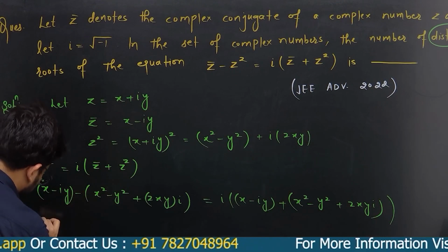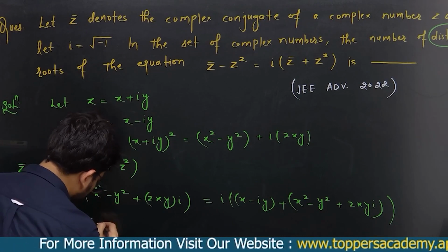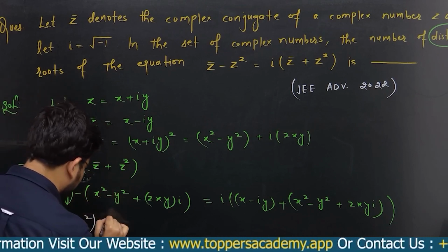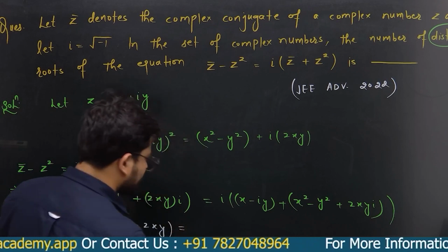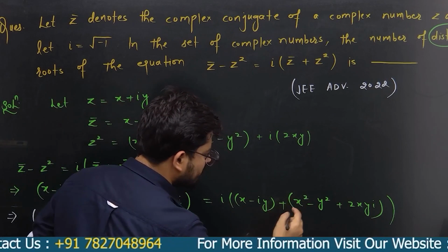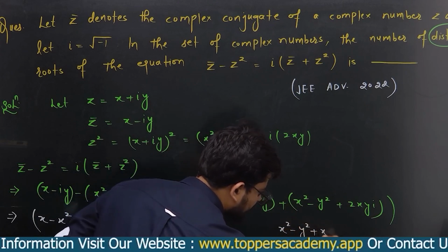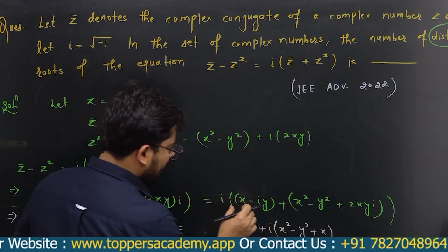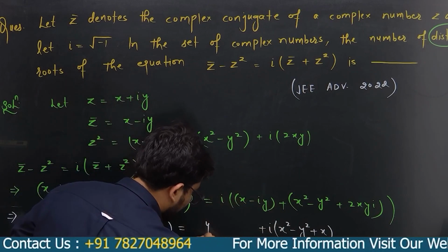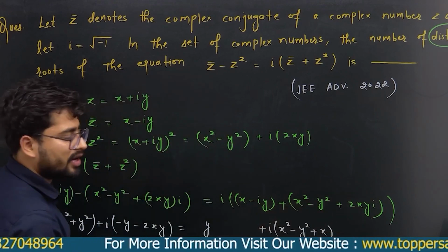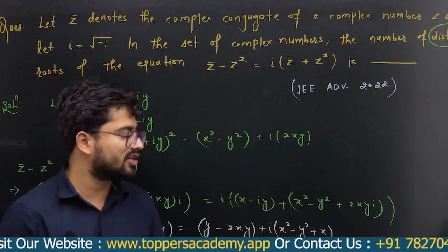Now sir, just simplify your terms, you will get what? x minus x square plus y square, okay, plus iota times minus y minus 2xy. Okay, got it? And this thing is what? This thing is, you can say x square minus y square plus x, this times iota. Okay, got it? And sir, you can say this is iota square minus iota square y, which is plus 1. Iota square is minus 1, minus y is plus 1. So that is y, and this is iota square into 2xy, so that is minus 2xy. Okay. So when you simplify, you will get y minus 2xy plus iota times x square minus y square plus x.